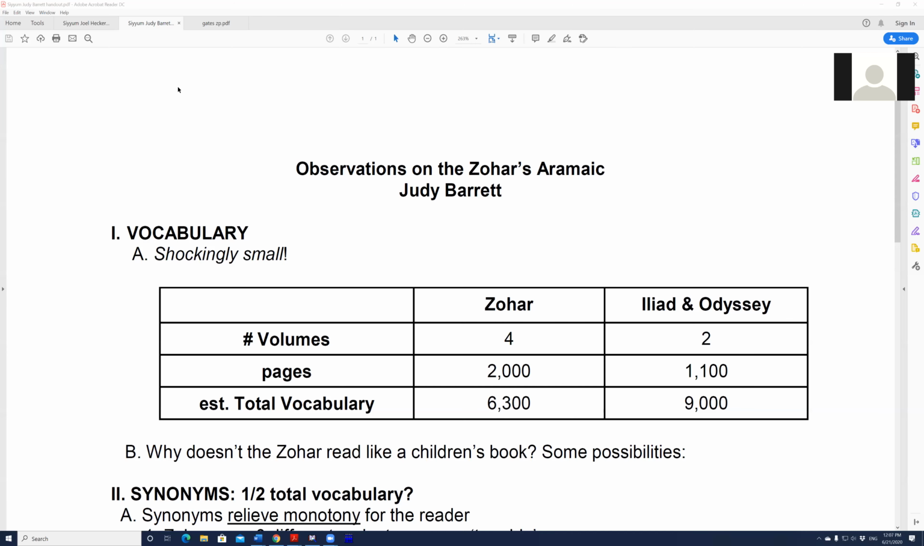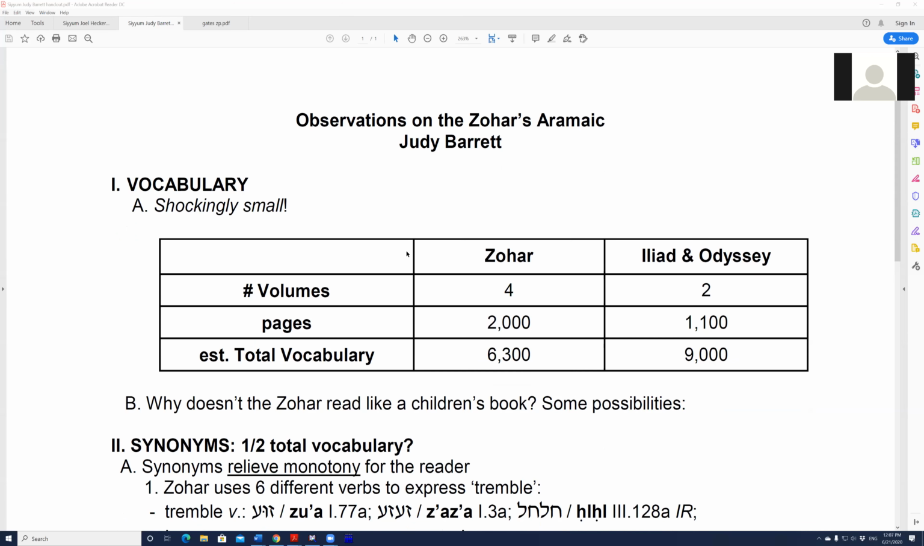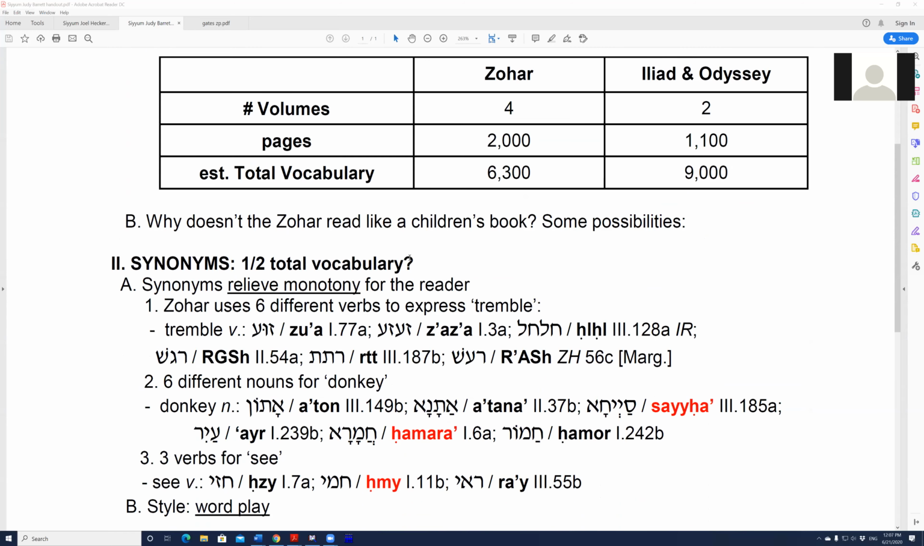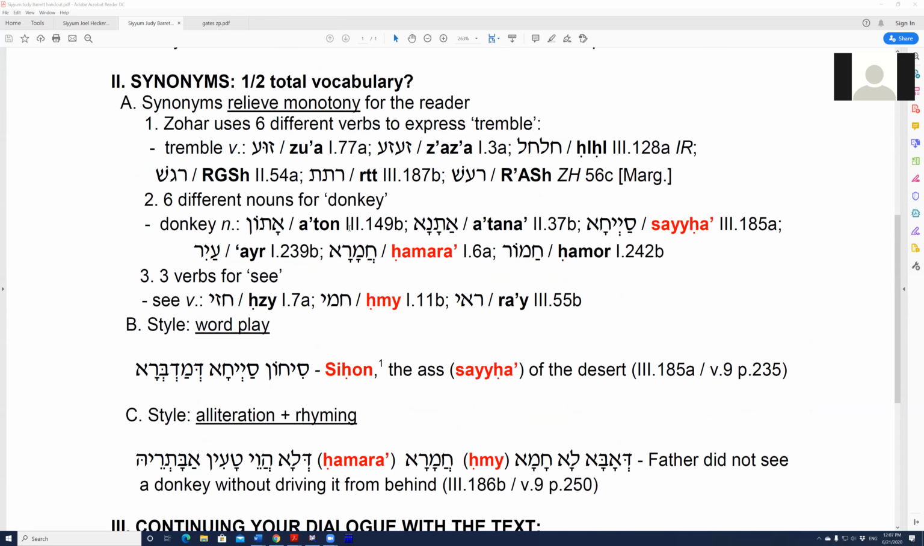To the first example. Synonyms seem to relieve monotony for the reader. For example, the Zohar uses 6 different verbs to express tremble. In the first 2 lines of tremble, you'll see in bold a transliteration of the Aramaic. So you have Zua, Zazeh, Yachal, Ragash, Ratat, and Ra'ash. Those are the 6 verbs the Zohar uses.